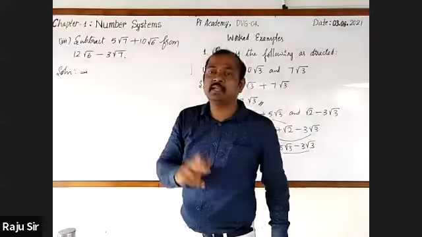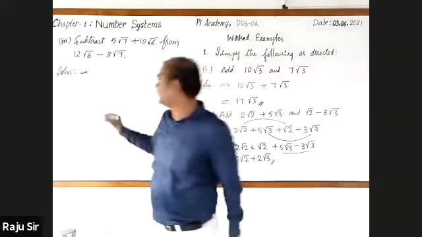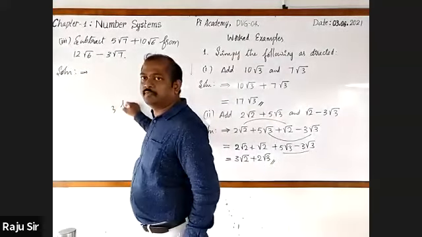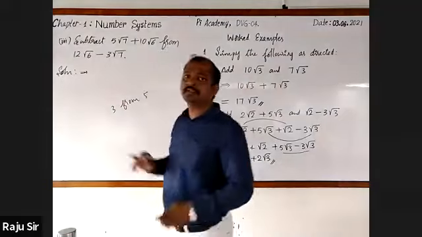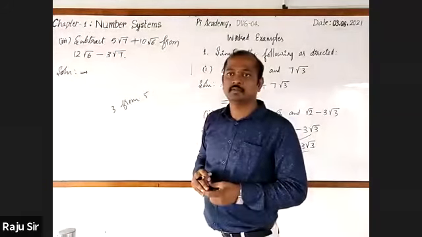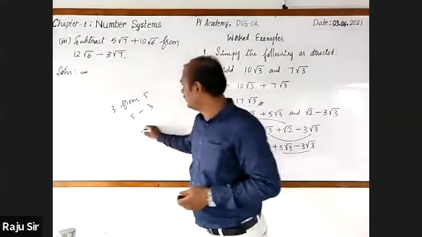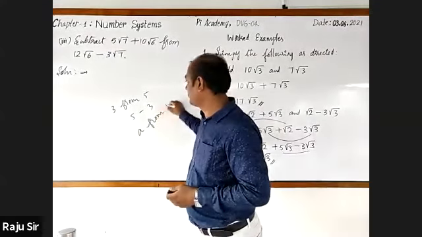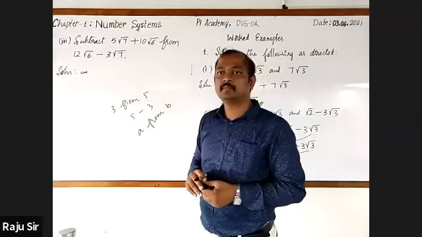One minute. If I ask you to subtract 3 from 5, how do you write this symbolically? 5 minus 3. Shreya is telling 5 minus 3, sir. If I ask you to subtract A from B, B minus A, sir. Very good.